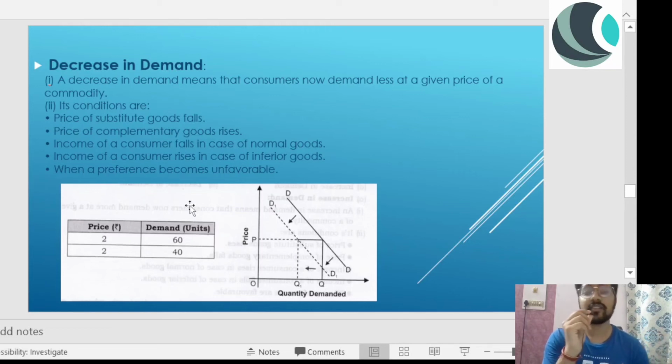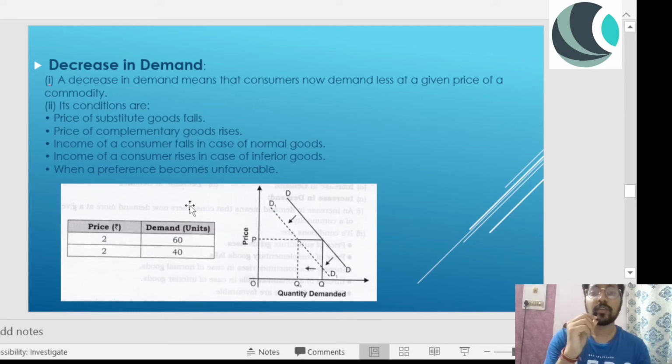So the conditions are that the price of a substitute good falls, right? We are talking about Pepsi and Coke. My Pepsi is priced at 70. Now Coke thought, let's reduce our price, so they have cut the price of Coke by rupees 5. Now Coke is available for a 2-liter bottle at 65. Now people are not buying my brand, not buying Pepsi, they are buying Coke. So the price of a substitute good falls.